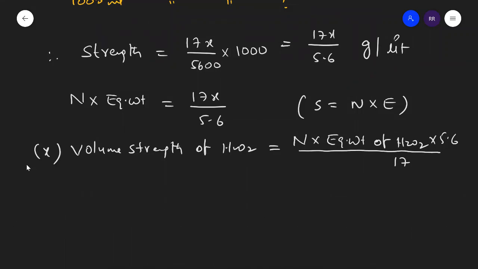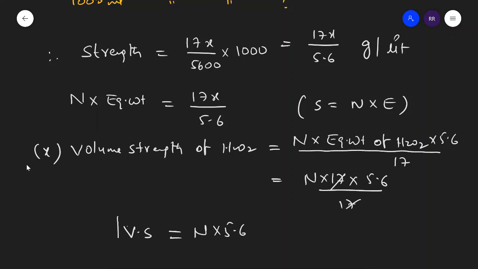Now tell me, what's the equivalent weight of H2O2? Its molecular weight is 34 and its n factor is 2. So its equivalent weight would be 17. So I can write N into 17 into 5.6 by 17. The 17 gets cancelled. So now volume strength of H2O2 equal to normality into 5.6. So this is how, when normality is given, we find out the volume strength of H2O2.